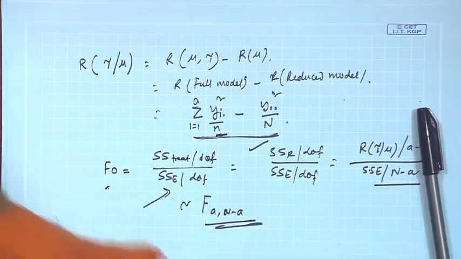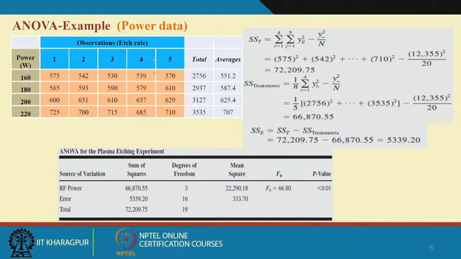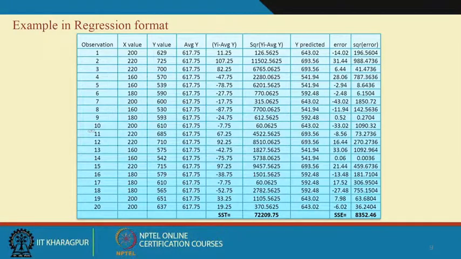Very quickly, I will show you that in the ANOVA for the power and etch rate data, we have seen SST is almost 72,000, treatment is 66,000, and SS error is 553 like this. Then this is the ANOVA table, and we found that there are treatment effects. Now, we have used the same thing for regression. There are 20 observations, with x values for the first observations 200, 220 like this, then the y values, then the regression model is fit, then the predicted values and sums of squares.